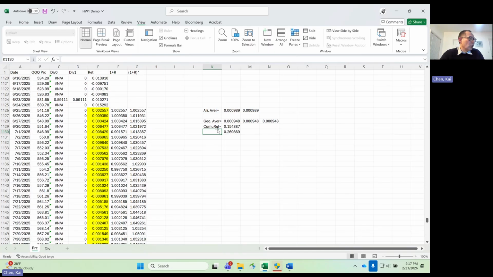return, or effective annual return, effective EAR, right? Effective annual return, or annualized return.